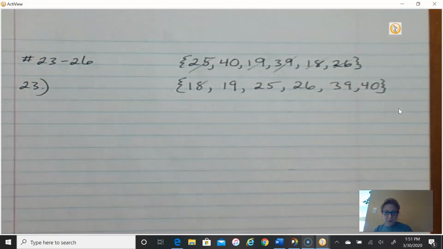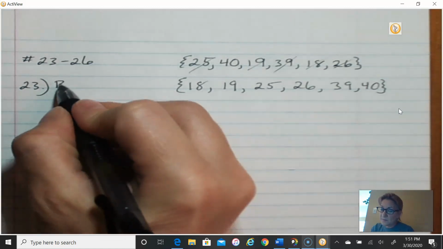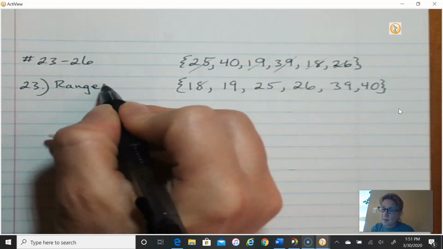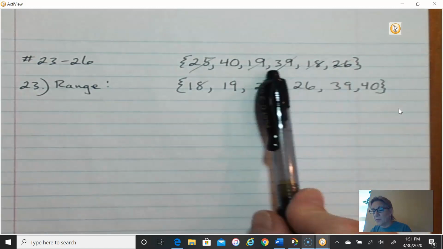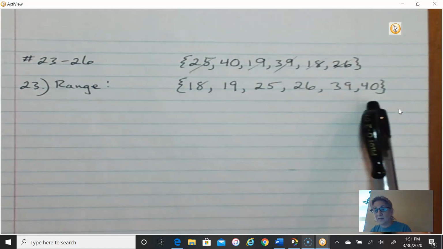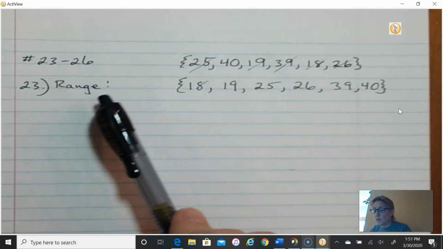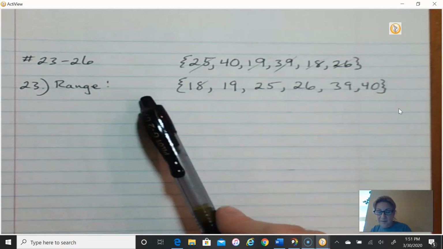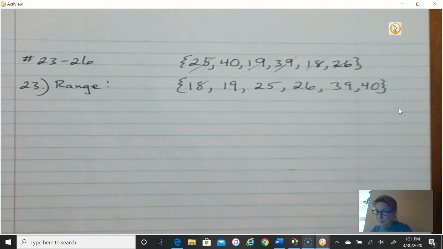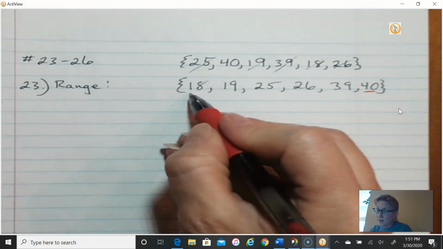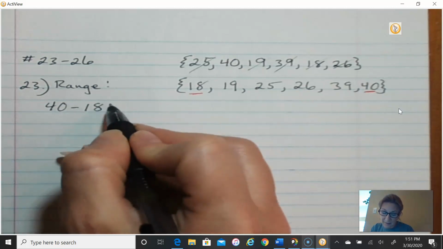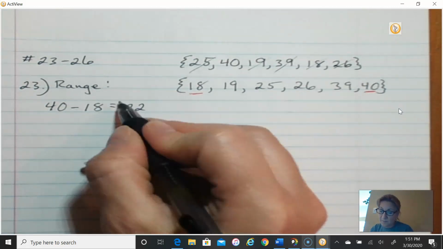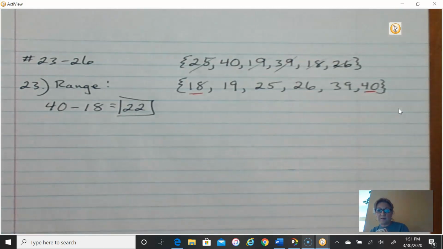Okay. So for 23, they asked for range. Remember, guys, I can't stress it enough, you have to put this in order from least to greatest. Okay? All right, range. Range, remember, is the largest minus the smallest. So here's your largest and your smallest. So it's going to be 40 minus 18, which is 22. There you go.